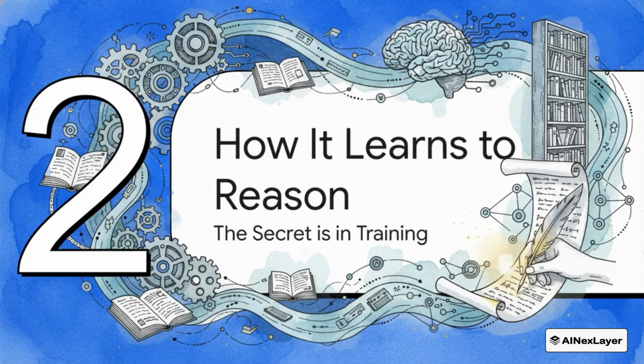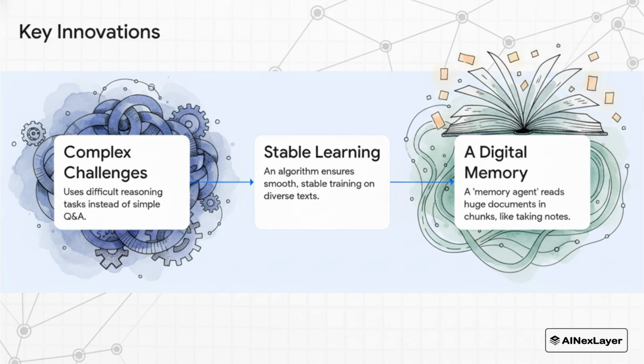So how in the world do you teach a machine to think like a literary expert? Well, you might have guessed it. The secret sauce is all in the training. The team behind this model came up with a totally new recipe, one that's laser-focused on this idea of long context reasoning. It all really boils down to 3 key breakthroughs working together. First, you have to give the model really complex challenges. Second, you have to make sure it learns in a stable, steady way. And third, you have to give it something like a digital memory.